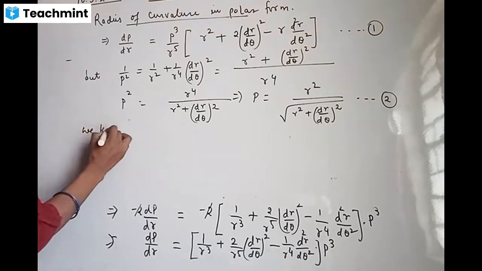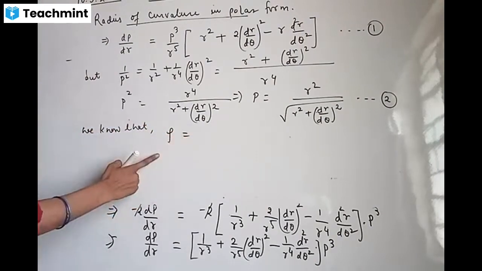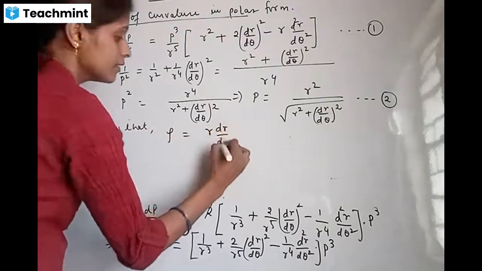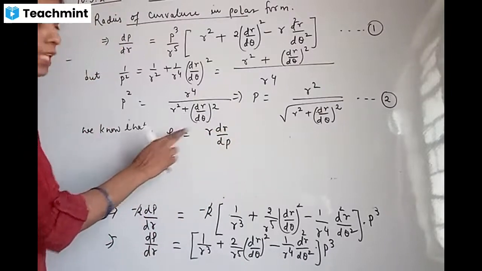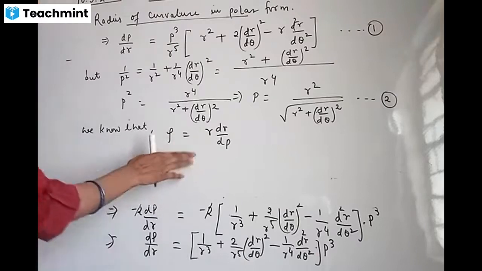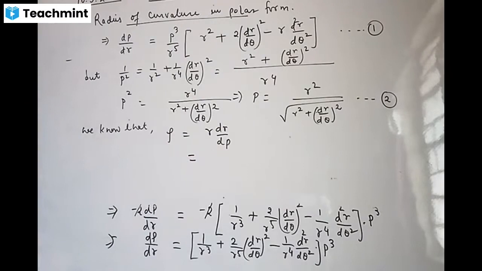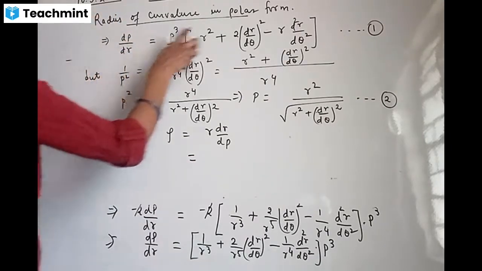But we know that the radius of curvature rho in terms of r and p is r dr by dp. In the previous lecture I have proved that the radius of curvature is r dr by dp. So now I am going to use this formula. What is dr by dp? From equation number 1, it is just the reverse of this function. We have dp by dr and here I am getting this value.